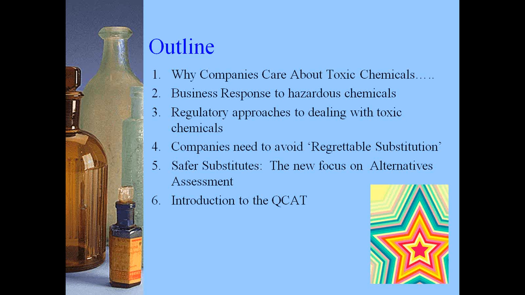Anyway, the outline is I'm going to give a little bit of background information about why companies care about toxic chemicals, how businesses have started to respond to it, and how the regulators looked at it, but then talk a little bit about regrettable substitutions and the whole idea. It's really the basis behind an alternative assessment. And then I'm going to talk a little bit about some of the new tools and in more gory detail about QCAT.